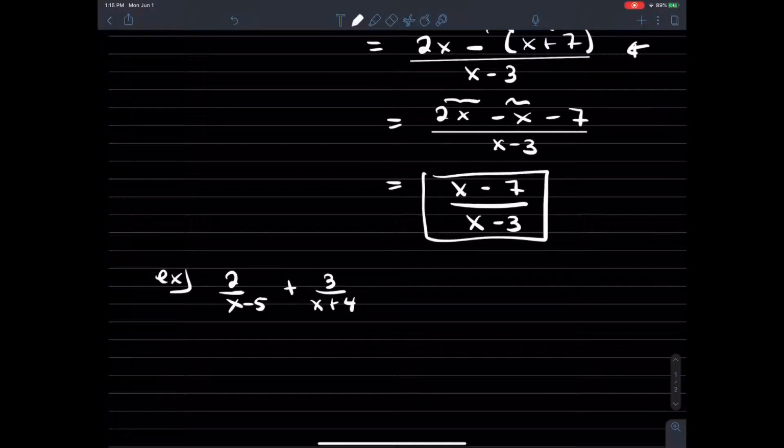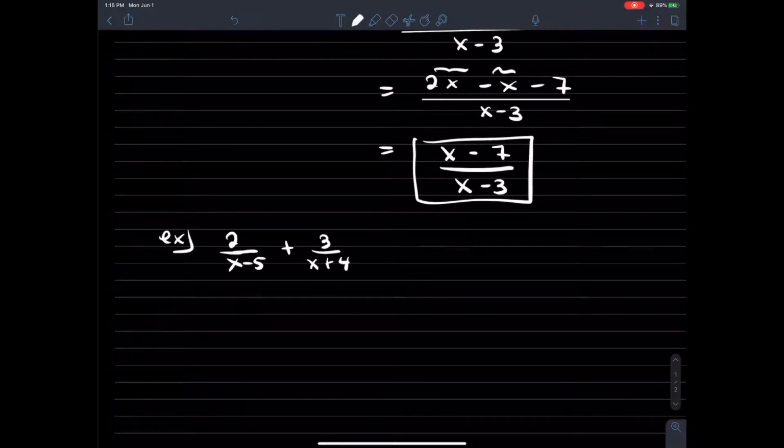But here, this is different than the previous one because we don't have a common denominator. So if you look at the LCD, we're not going to manipulate anything. These are different. They're both prime. So my LCD is x minus 5 times x plus 4.